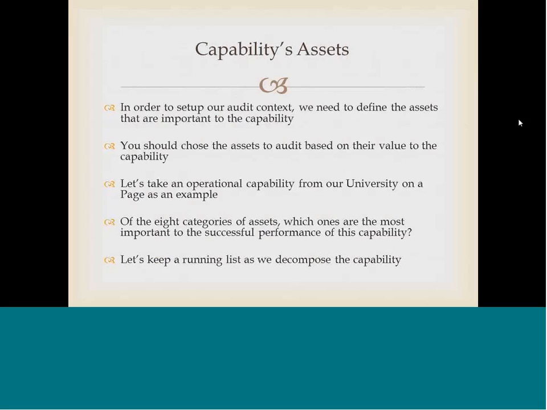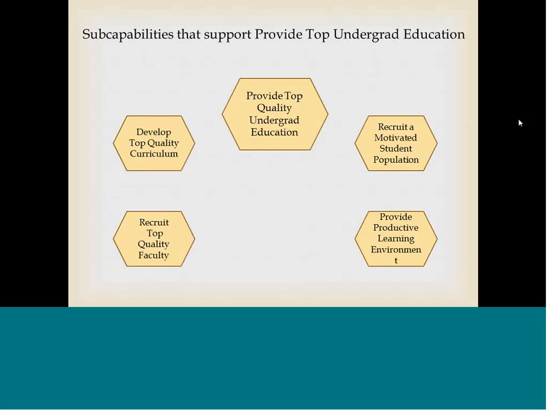So we're going to take an operational capability from our university on a page to walk through. Of the 8 categories of assets, I'd like you to think about which ones would be the most important to the successful performance of this capability as we go along. We're going to keep a running list as we decompose the capability and look at all the assets, and then in the end, we're going to look at the full set of intellectual capital assets that would be required to support that capability. So the capability we've chosen is provide a top undergraduate education.